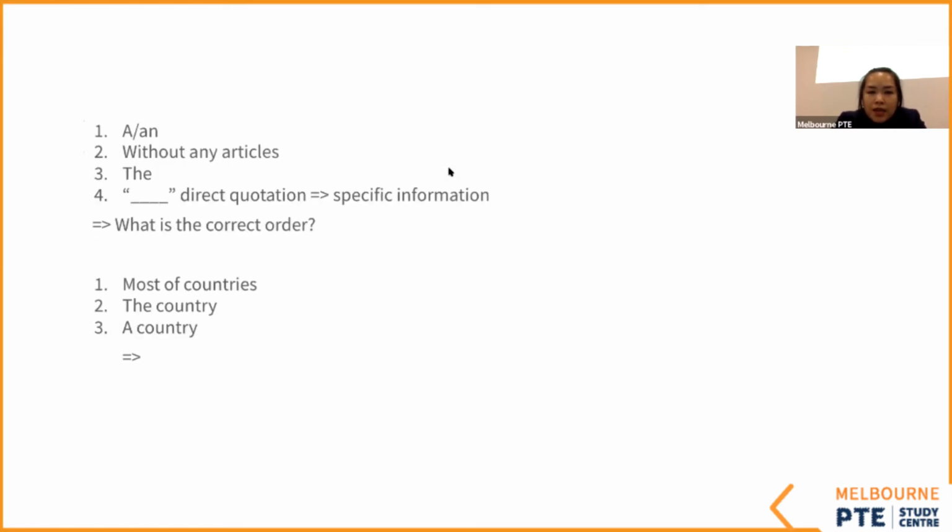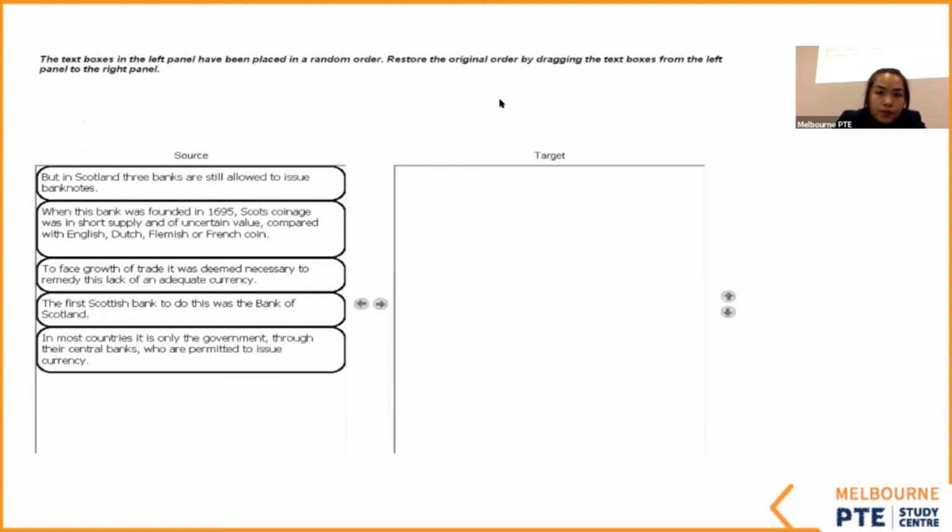What does it mean by reorder paragraph? Well, basically, they give you the incorrect order, okay? So for example, on your left-hand side, this is the incorrect order. Now, they give you 5 sentences, 1, 2, 3, 4, 5, right? Now, here is the answer, which is the target. So what you have to do is click on the sentence, and then drag and drop it in the target column to make a correct order, okay?